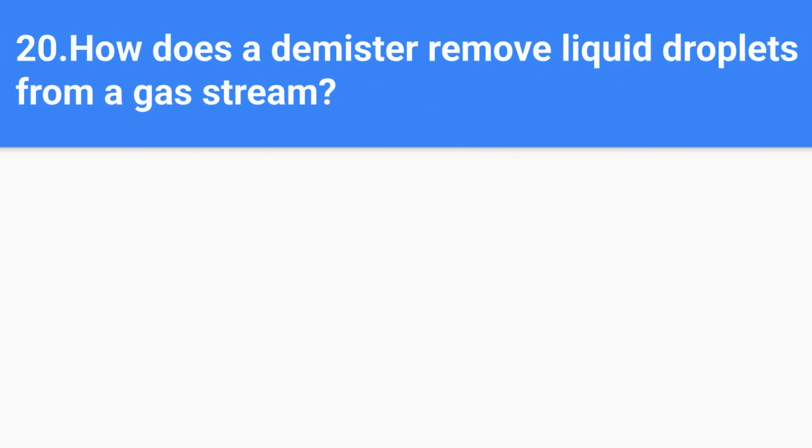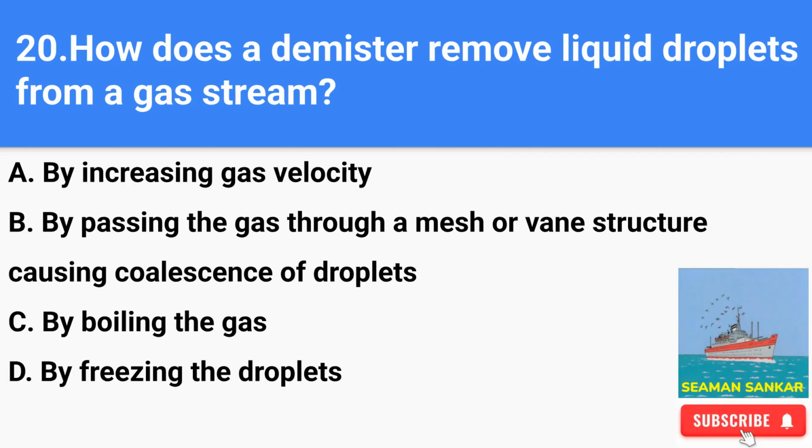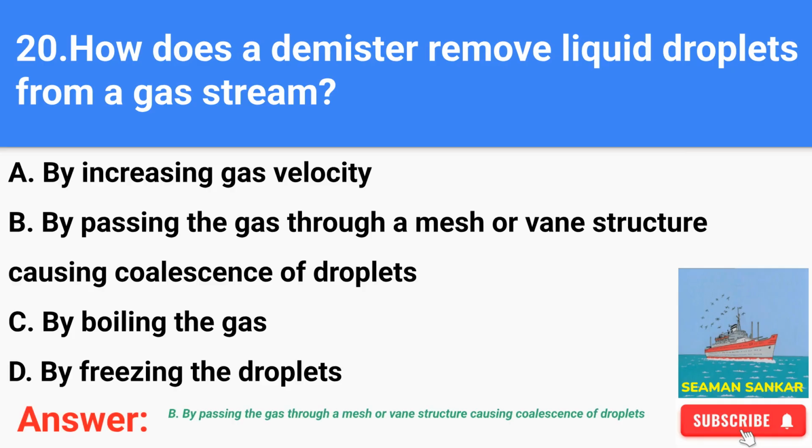Question 20. How does a demister remove liquid droplets from a gas stream? A. By increasing gas velocity, B. By passing the gas through a mesh or a vein structure causing coalescence of droplets, C. By boiling the gas, or D. By freezing the droplet. A demister removes liquid droplets by B. Passing the gas through a mesh or vein structure causing coalescence of droplets.